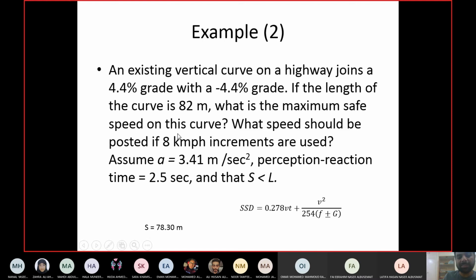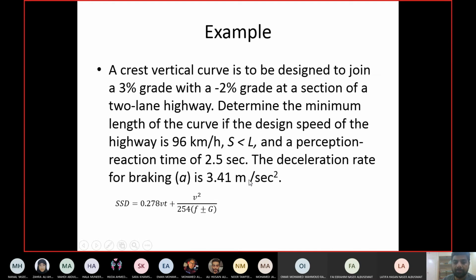So we have to find out the design speed for which the curve was designed. And then you have to suggest a speed limit as well. What should be the speed limit on this curve? The speed limit should be an increment of 8 kilometers per hour, and I will explain later on once we find out the speed. Deceleration rate is standard 3.41 meters per square second. Perception reaction time is 2.5 seconds, and the scenario given is S less than L.